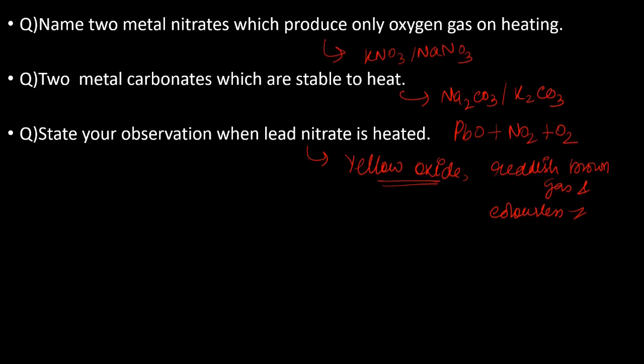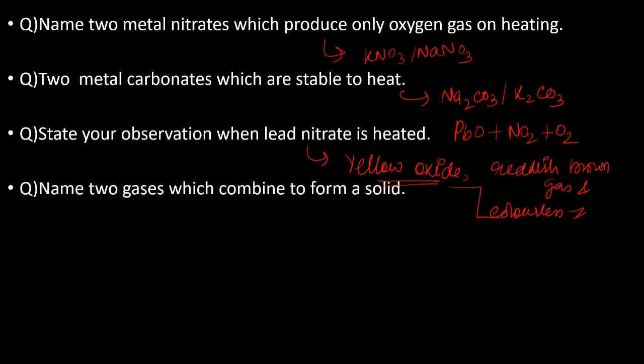In case of observation, if you're writing the equation, that's well and good, but if you're not mentioning the color, then marks will be deducted. Observation means what you're seeing for real. It's not the equation you're carrying out. Your observation is what you are noticing.